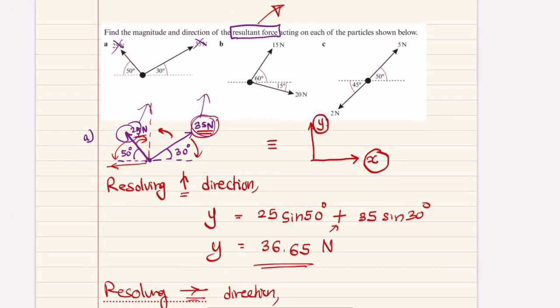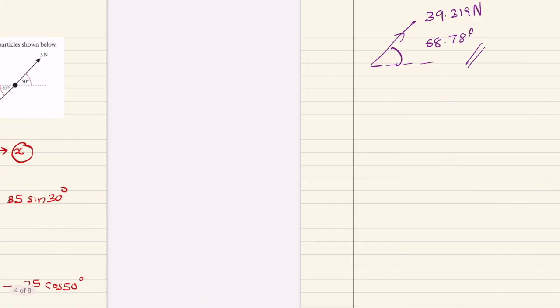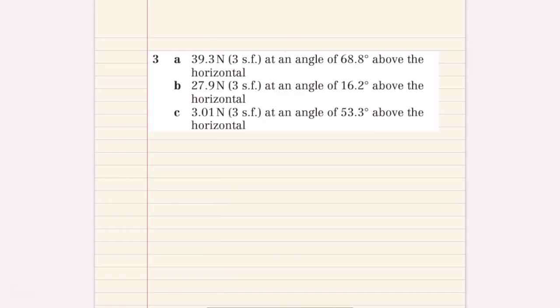Likewise, if you do the answer for part B and part C, you should get a force of 27.9 creating an angle of 16.2 to the horizontal. And if you try the same technique for part C, your answer should be 3.01 newtons, creating an angle of 53.3 to the horizontal.